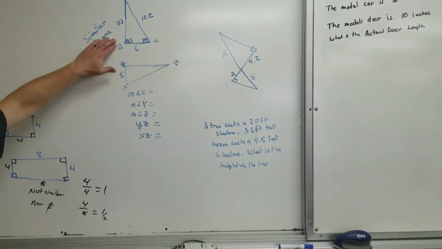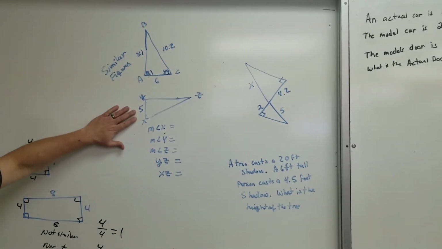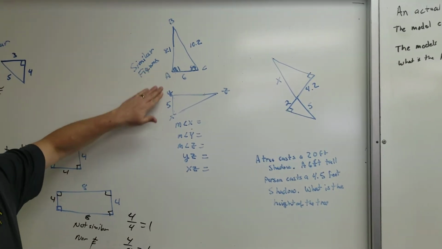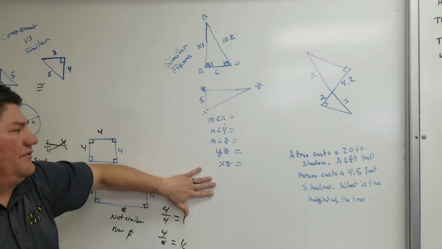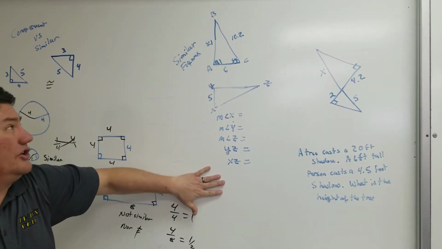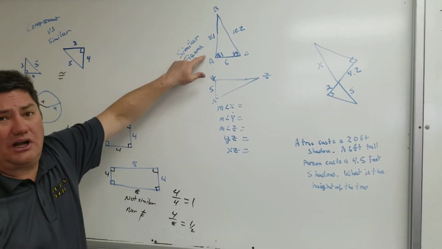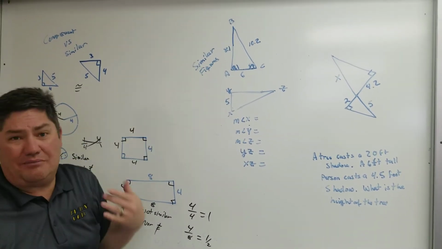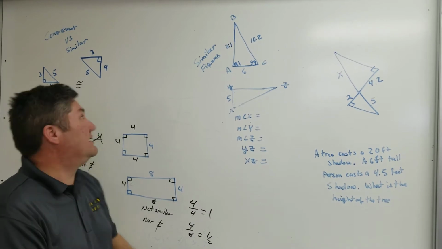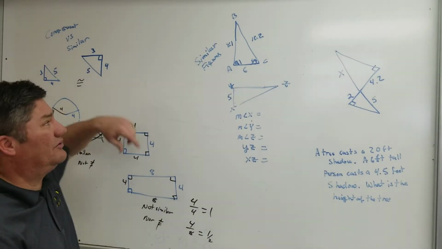Here we have two similar figures. It's going to tell you in the problem, hey, these two figures are similar. Find the following lengths or angle measures. So I'm told already these are similar. Does that mean they're exactly the same? Does that mean they're congruent like I talked about over here?